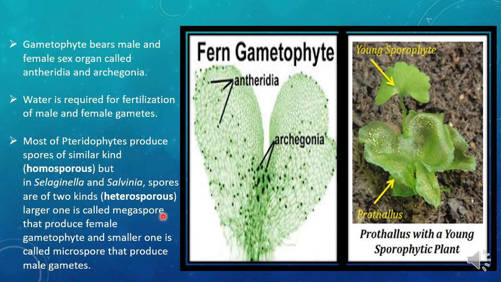So megaspore is always female and microspore is always male. The megaspore produces the female gametophyte, and the smaller one is called microspore, which produces the male gamete. Since the male gamete has to travel from one place to another, it is smaller in size. Okay, so keep that in mind so that you can understand it better.